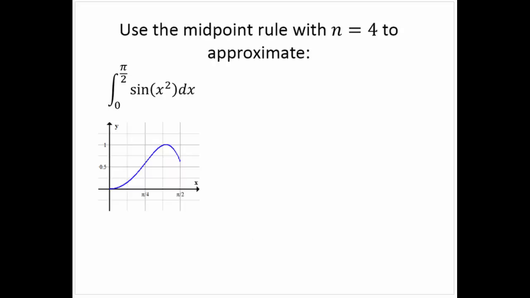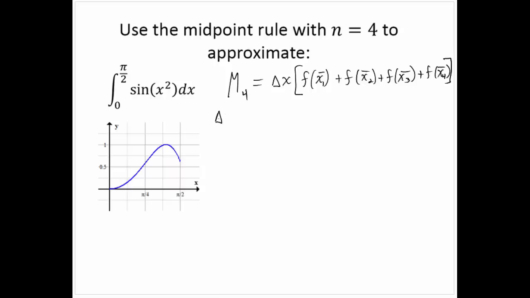So instead, we'll use the midpoint rule. Our notation would be that M sub 4 would be delta x times f of x sub 1 bar plus f of x sub 2 bar plus f of x sub 3 bar plus f of x sub 4 bar. Now, let's figure out what all these things mean. Delta x would be the upper limit minus the lower limit, so pi over 2 minus 0, divided by the number of subintervals, which is 4, and so this is pi over 8.